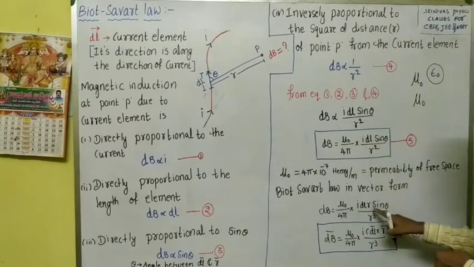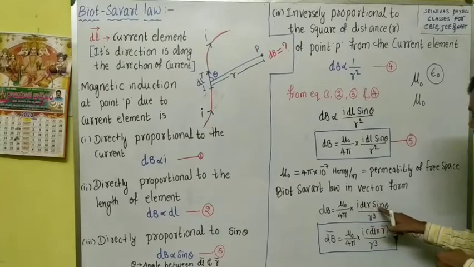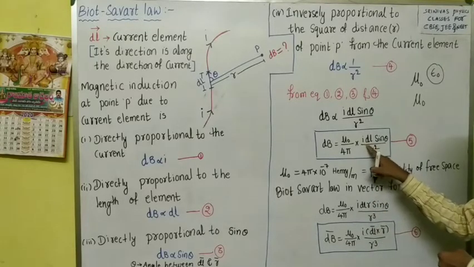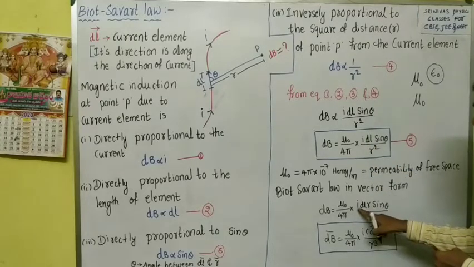Here dl into r we are getting, right? When you cancel this r and r cube, again we will get I dl sin theta by r square, this equation. For this equation I am multiplying with r and dividing with r. Then we are getting I dl r sin theta by r cube.